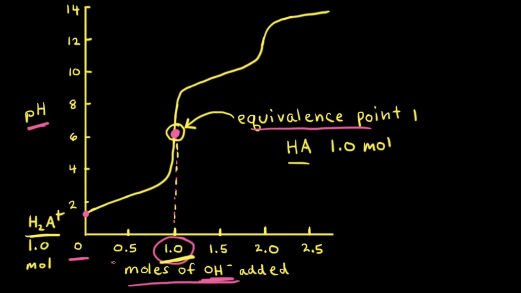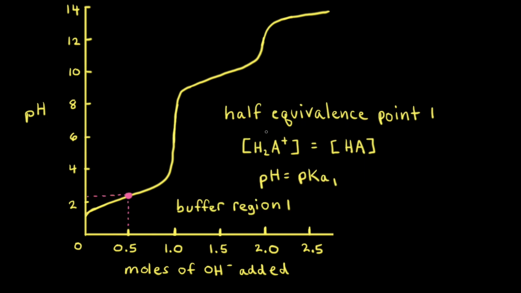Next, let's think about adding 0.5 moles of hydroxide anions. That would only neutralize half of the H2A+ that was initially present. Therefore, if we go to 0.5 moles of hydroxide anions and we go up to where that intersects our titration curve, this point represents the half equivalence point, or half equivalence point 1 for this titration. Next, let's look at half equivalence point 1 in more detail. So here is half equivalence point 1 on the titration curve.